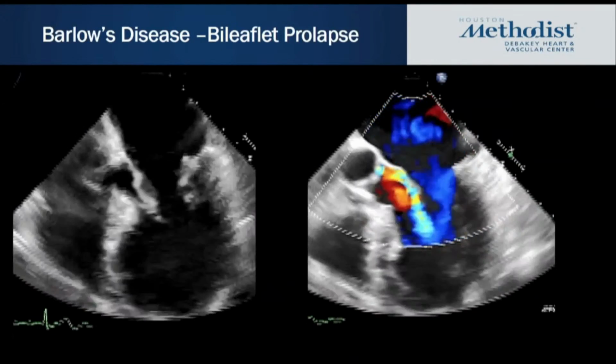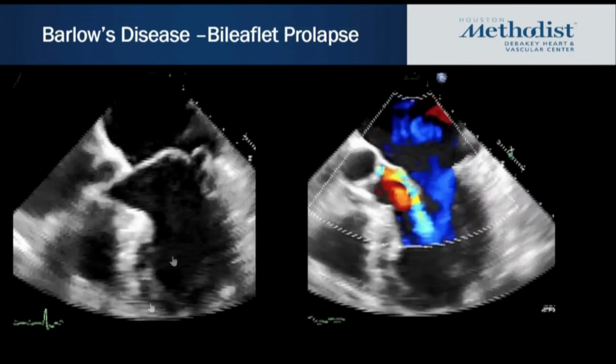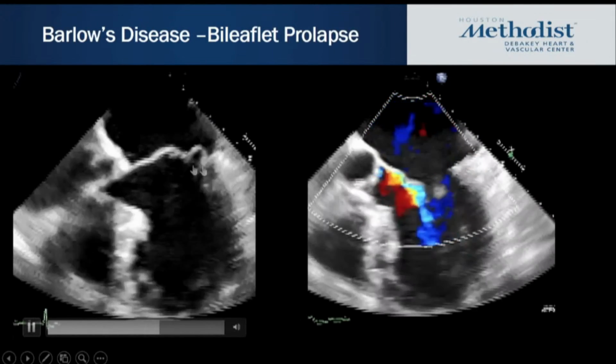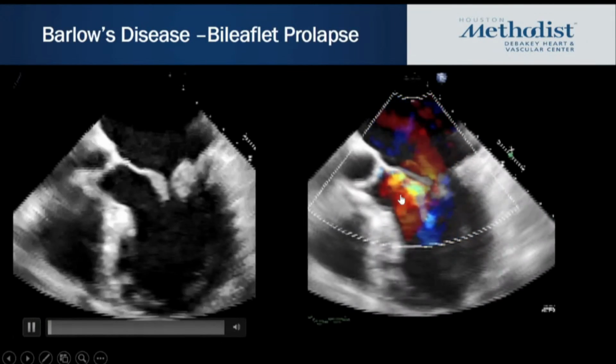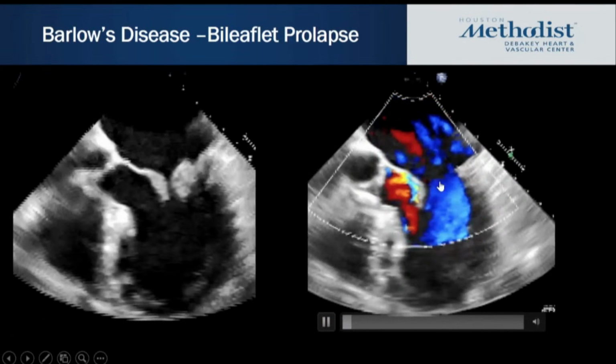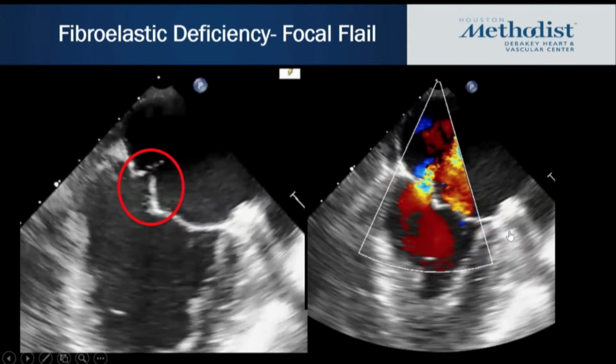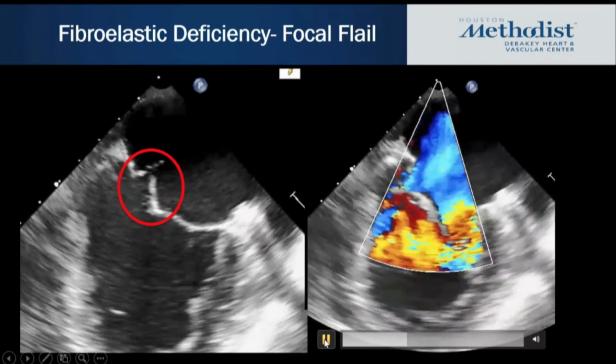Another example, this is a myxomatous valve, TEE imaging showing this diffuse thickening of the valves with bileaflet prolapse and an eccentric anteriorly directed jet. So I can describe the mechanism and the direction of the jet. This is a case of fibroelastic deficiency where you have a local flail rather than thickening of both leaflets. So you have normal or thinned out leaflets and a focal prolapse with a focal jet caused by this flail.